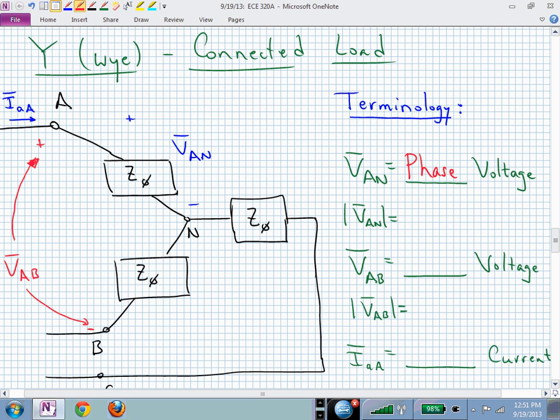And now, just for convention, let's call that magnitude V sub AN. That phasor will have an angle, but a lot of times it's nice to just deal with the magnitude of the voltage. And if it's a phase voltage, we usually subscript that V sub phi. And we'll relate that then to V sub AB.